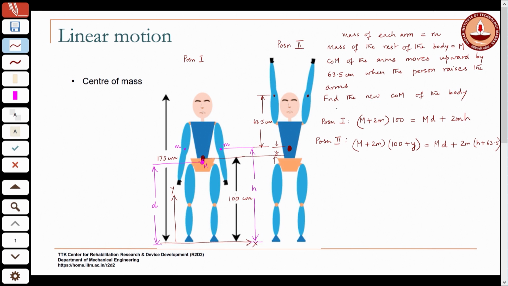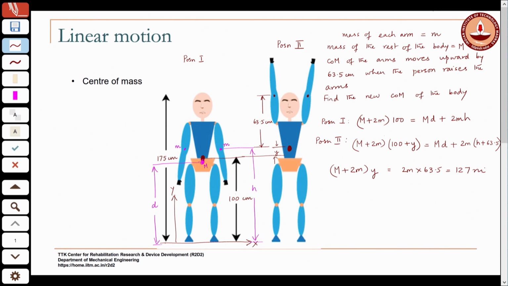So, if I subtract equation 1 from 2, I can eliminate M plus 2m into 100, and Md, all that goes away. So, I am left with M plus 2m into y equal to 2m into 63.5, which is equal to 127 m.